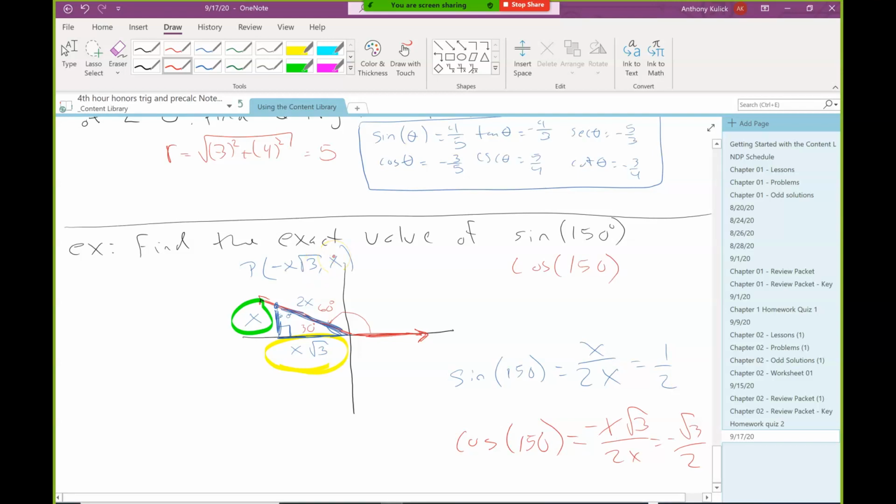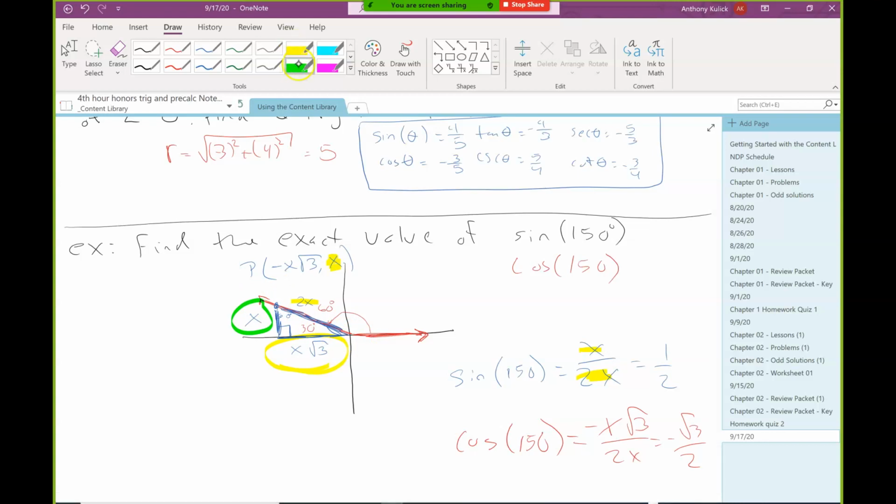So I can think about it two ways. I can think about it as y over r. So y over r. Okay with that? So the y coordinate of point P is definitely x, and the distance from the origin to the point P is 2x. Are you good with that?